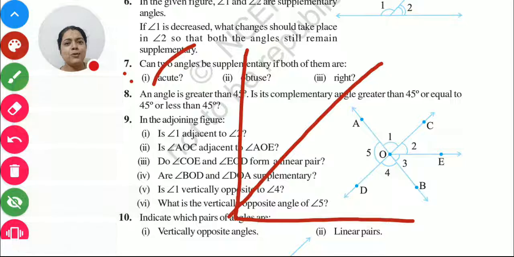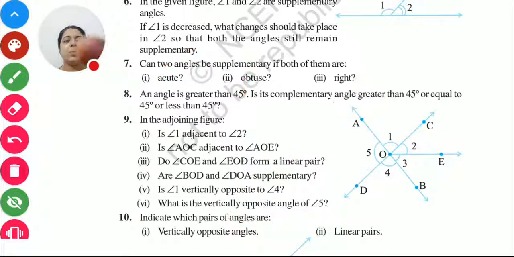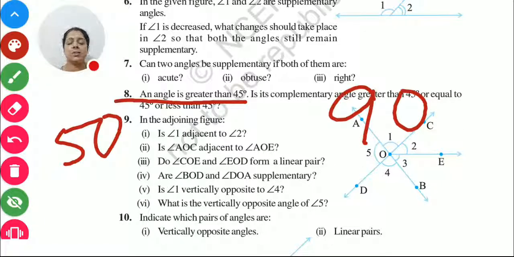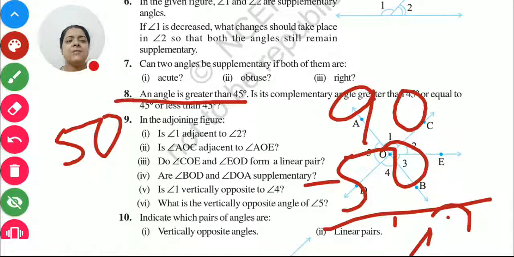The total sum is supposed to be 90 degrees only. One angle is greater than 45, so let it be 50. What should the other angle be? Should it be less than, more than, or equal to? We'll just subtract. We can take anything. So here we find it is 40 degrees.